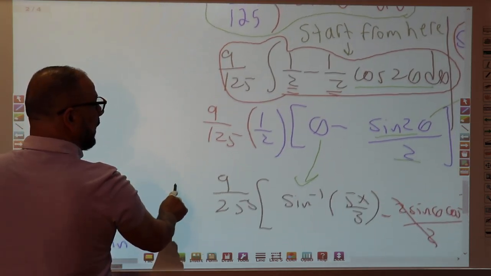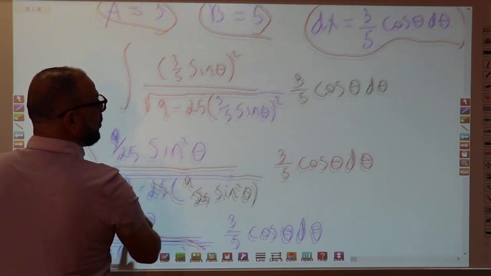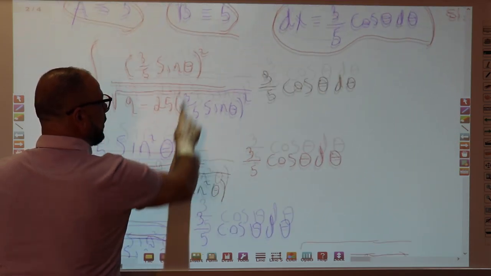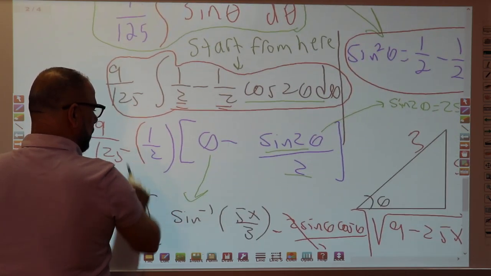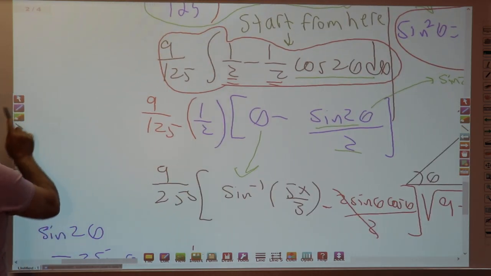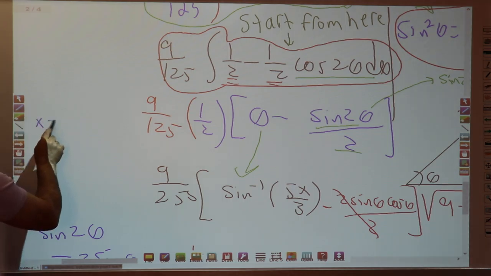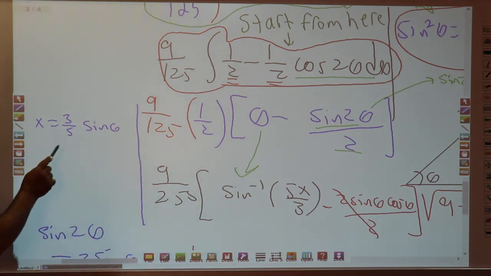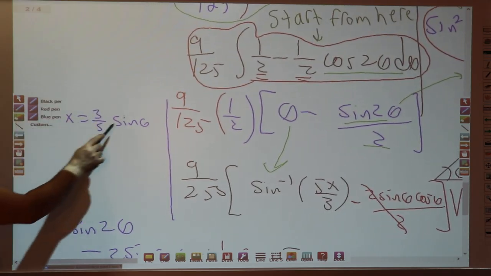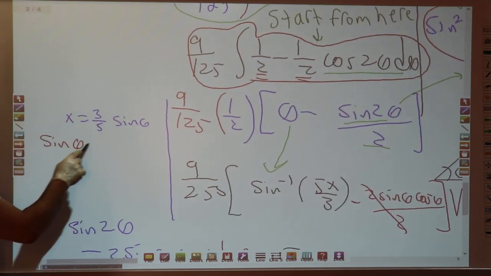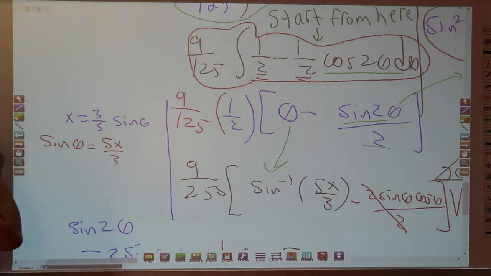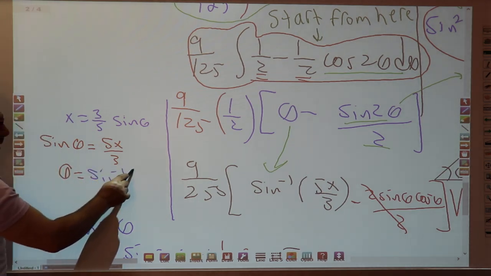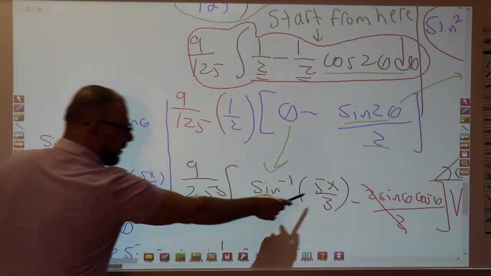I put sine 2 theta, and if you go back here, what is sine theta equal? Here, look. X equals 3/5 sine theta. That's what I'm going to go back to. If you solve for sine theta, guys, it equals 5x over 3, which means theta equals sine inverse of 5x over 3, which is what I have here.